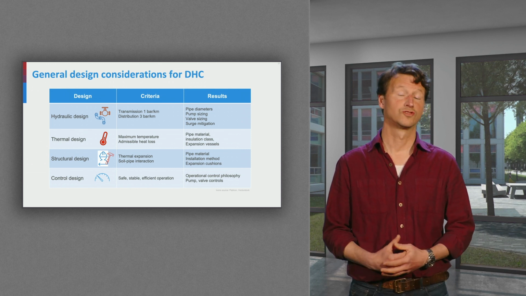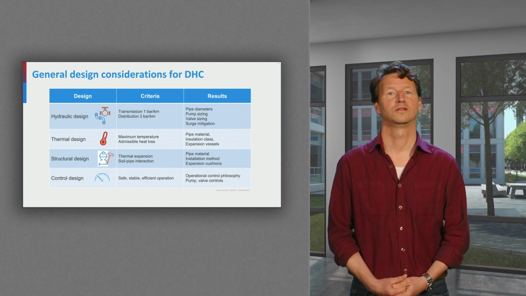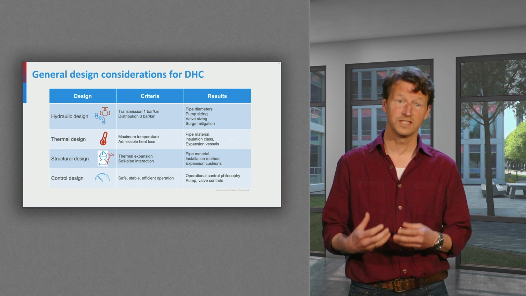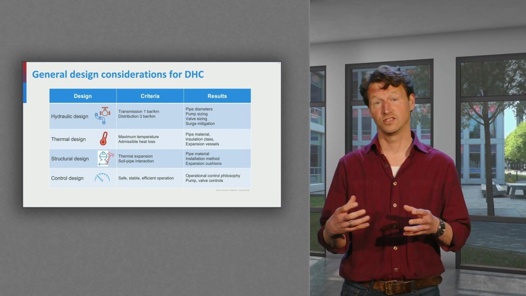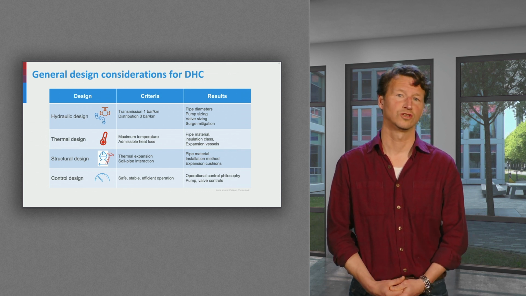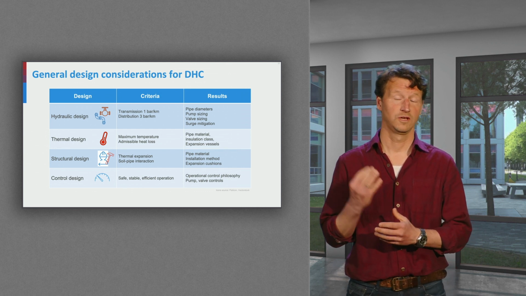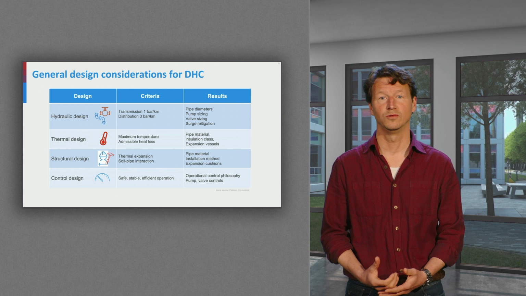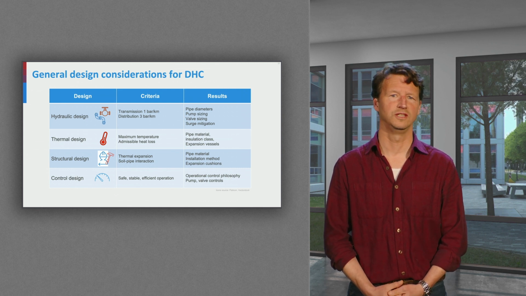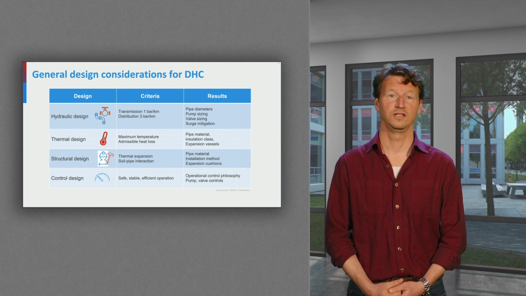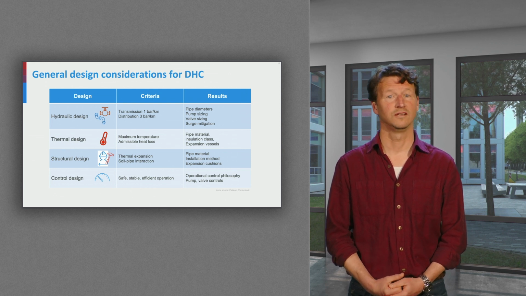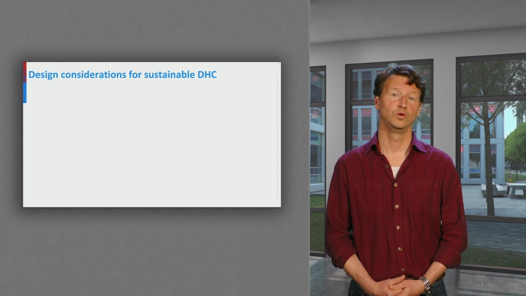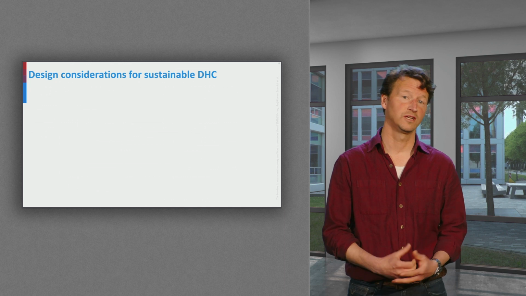The structural design determines the thermal expansion and soil-pipe interaction, which results in the choice of pipe material, the installation method, and the necessity of expansion cushions. Finally, the fourth design criterion, the control design, aims for safe, stable, and efficient operation of the district heating cooling grid, and results in the operational control philosophy that details how pumps and valves will be operated. Each district heating cooling generation has its own specific design considerations.